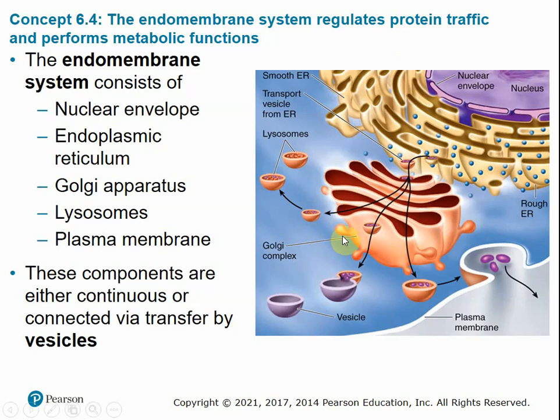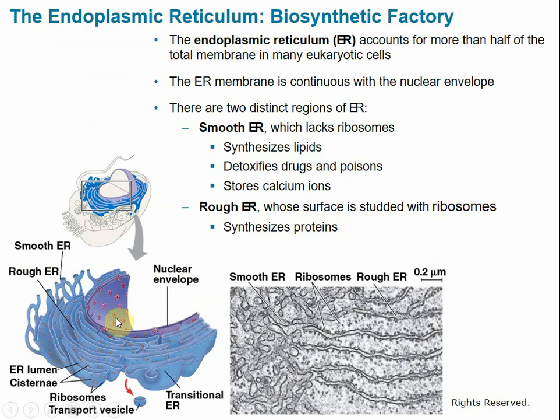These components can be continuous, or they can be connected or transfer their components through these vesicles, right? Because they're all composed of a lipid membrane. So they can bud off into small membrane sacs to package and carry different products. Once the mRNA has been copied from the DNA, it leaves the nucleus, crossing the nuclear envelope through a nuclear pore and enters into the endoplasmic reticulum.